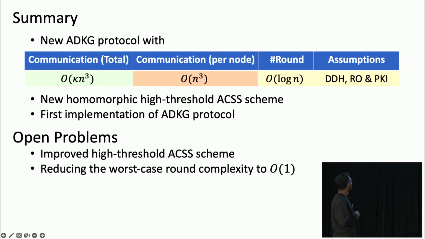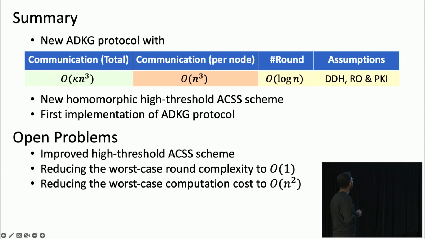Another problem is to reduce the worst case round complexity to order one, and this, I feel, is a relatively easy problem. You can look at previous works and probably combine some of the results with ours, and you can get this result. And reducing the worst case computation is also feasible, I feel.